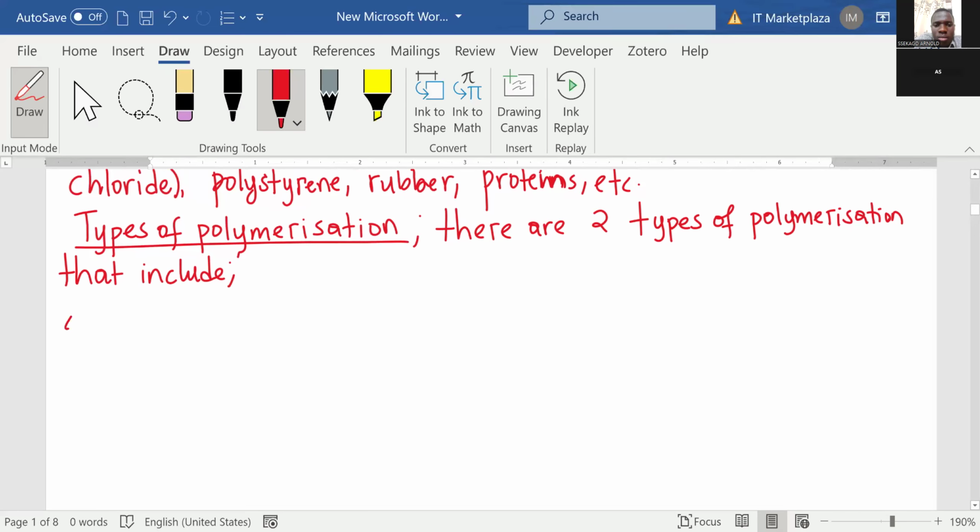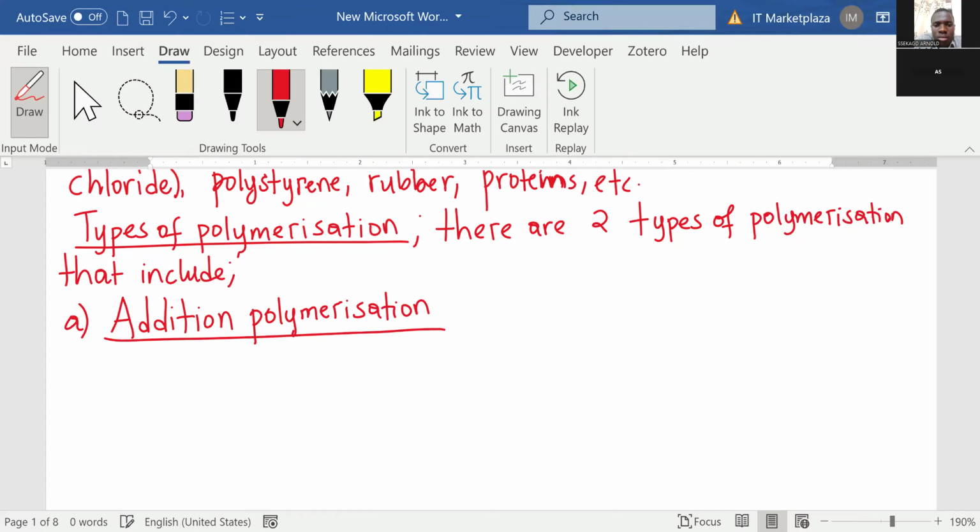This is part A. We have addition, not additional, please note. This is not additional, it is addition polymerization.